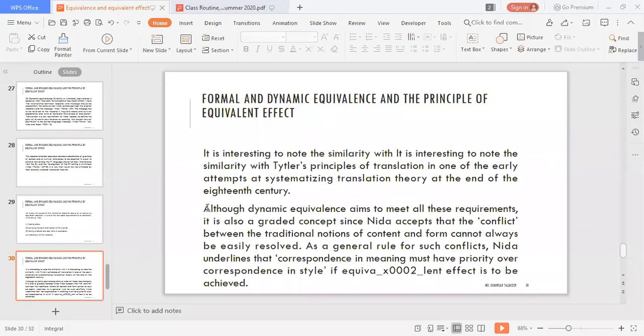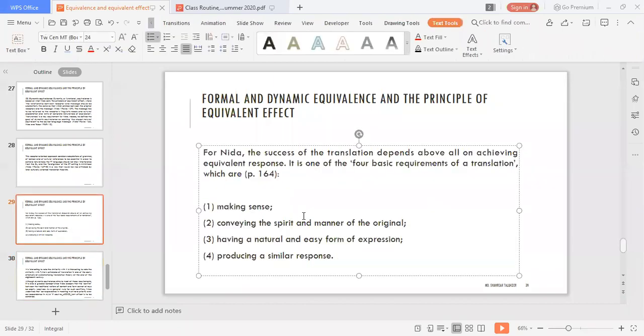Okay. Read the last slide. Now here you see. It is interesting to note the similarity with Tytler's principles. We also find the same kind of principles that were suggested by Tytler previously. So the same thing we can also find here in Nida.